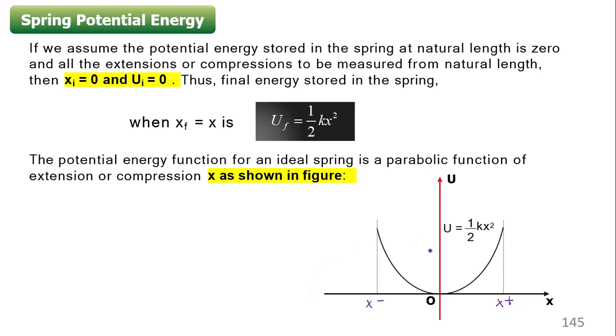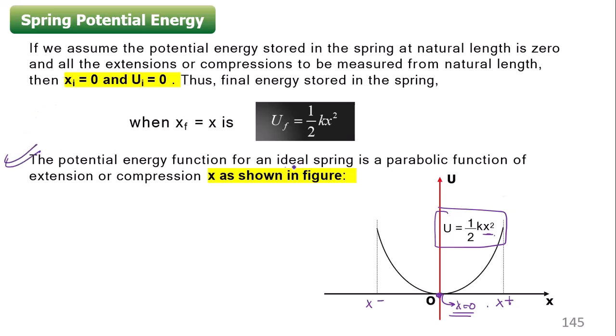So whether I am elongating or compressing the spring, the potential energy of the spring is always positive, half k x square. Since x square is always positive, U is always positive. It can never be negative. Since this is the vertex of the parabola, at this point x equals 0, the spring is at its natural length, and corresponding to that U equals 0 also.